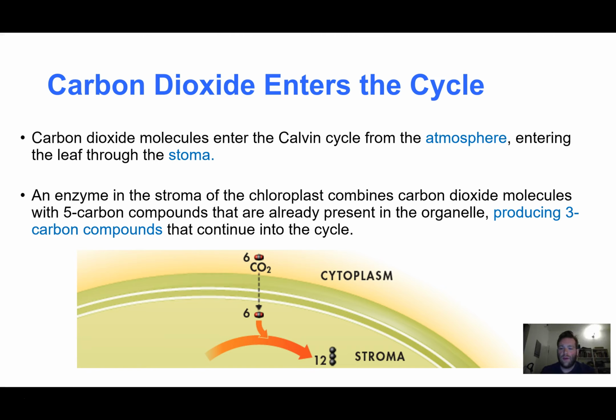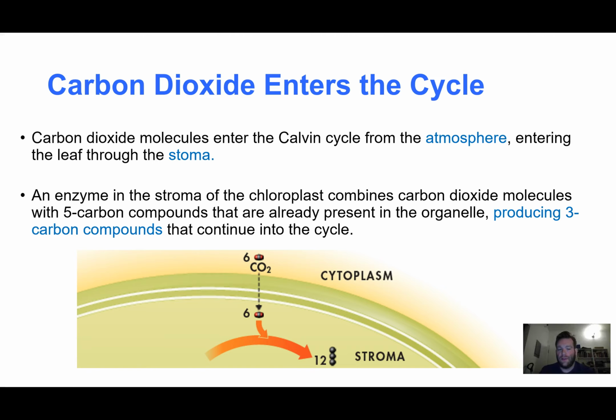So an enzyme in the stroma is going to combine these carbon dioxide molecules with a 5-carbon compound that's already present inside of the organelle. So the first reaction is we're using a molecule that we already know of, a 5-carbon sugar, or compound, not quite a sugar, to produce this 3-carbon compound. If you think back to cellular respiration, we take that glucose molecule and split it into a 3-carbon structure known as pyruvate or pyruvic acid. So here we're using essentially a similar thing, but we're kind of going backwards. It's sort of the opposite reaction.